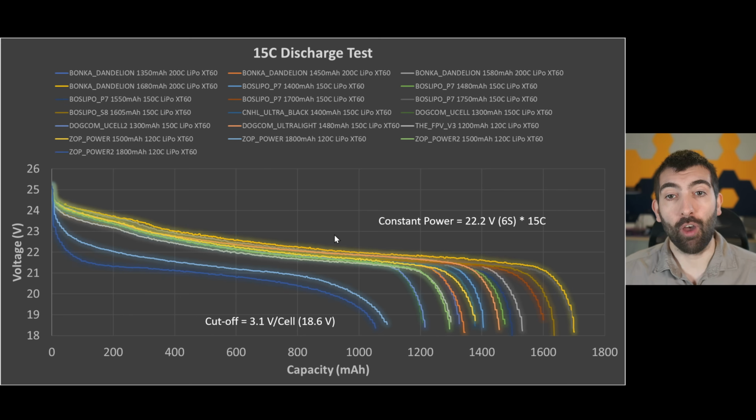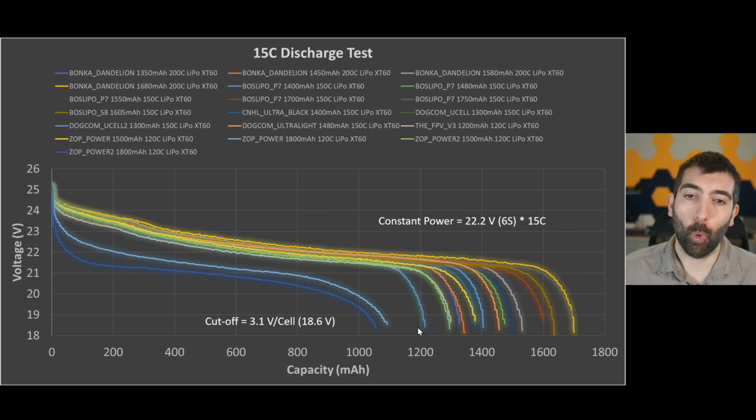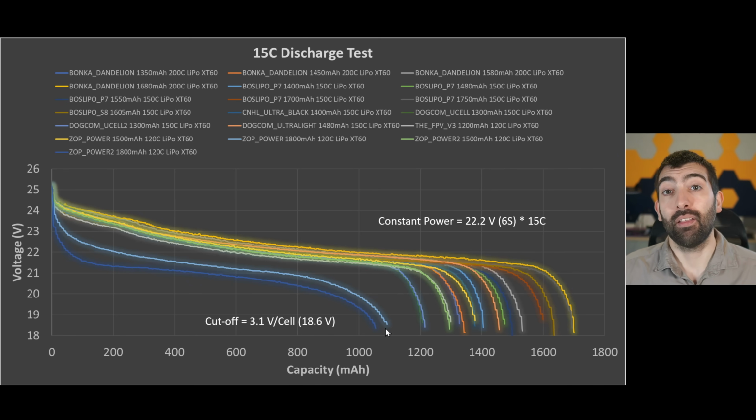And as you can see, we have a load of packs that are performing very similarly in terms of the shape of the discharge curve. And they all have different capacities. So some are up around 1700 milliamp hours, some more like 1200 milliamp hours. But there are just a couple of packs which have a very, very different shape and drop off very early at about 1100 milliamp hours. These are the ZOP-POWER 1800s, and we're going to be talking about them a lot in this video. But as you can see, they already look very different to the other packs that we've tested.